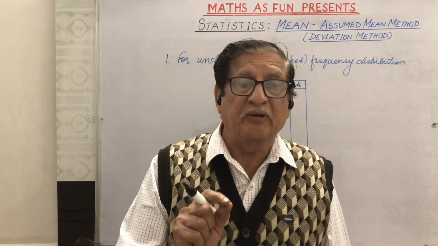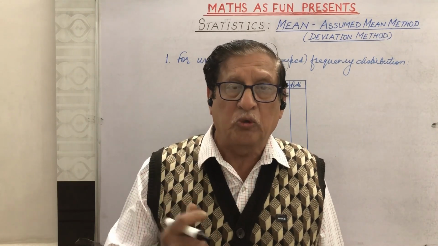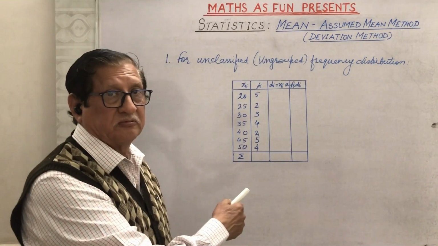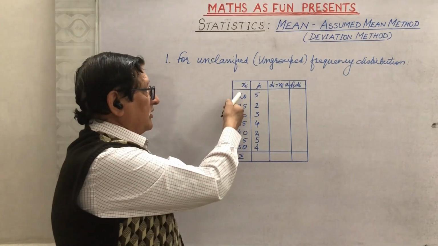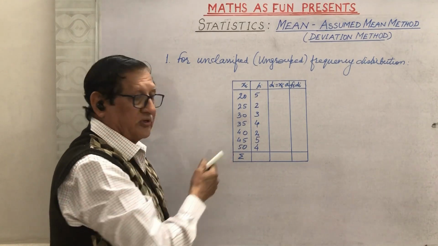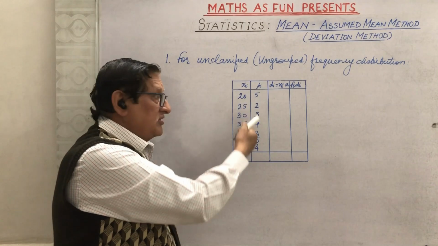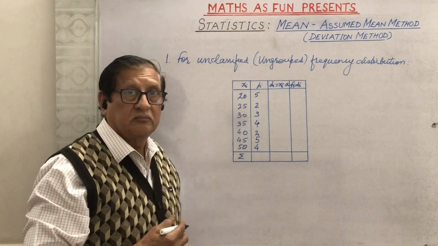The first example we are going to discuss is based on unclassified or ungrouped frequency distribution. When there are no classes, no groups, and we have formed the table, xi, the data are given: 20, 25, 30, 35, 40, 45 and 50, and the respective frequencies are 5, 2, 3, 4, 2, 5, 4.